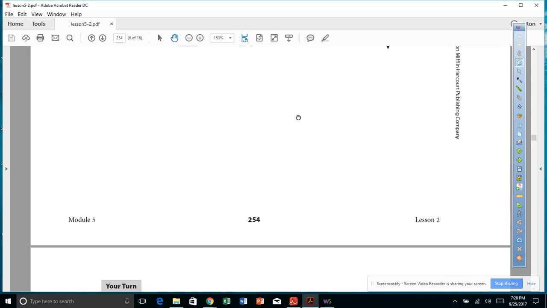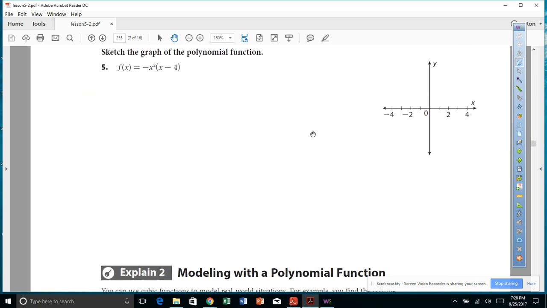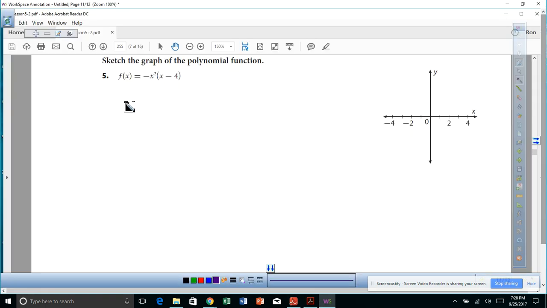Okay, so let's take a look at this next one. It says sketch the graph of the polynomial function. So what do we got here? Well, let's see here. We've got a is less than 0, so that's negative, okay? And we've got 2 and 1, that's 3. A is negative, and we have a third degree.